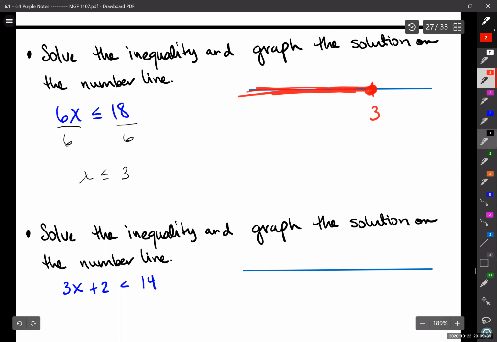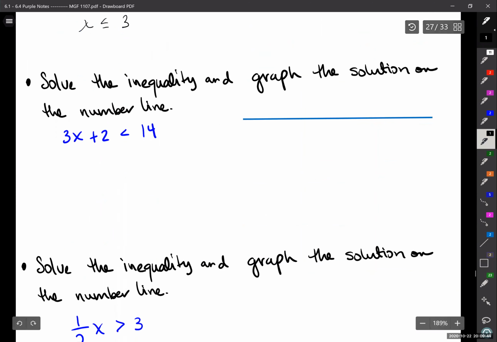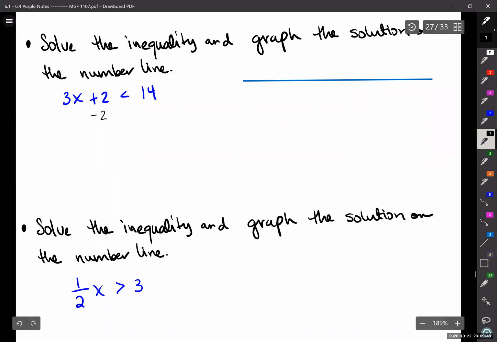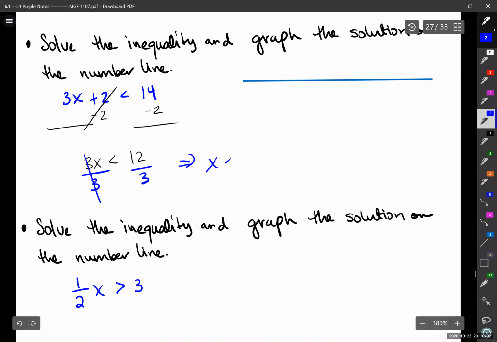Now our next one, we want to get x by itself. Just like we've done with our other algebra, we move the addition first. So I'm going to move the plus 2 over by subtracting 2 from both sides. That would give me 3x is strictly less than 12. I can solve for x by undoing the multiplication of 3 by dividing by 3. And that would give me x is strictly less than 4. So we mark our 4. Since it's strictly less than, we do an open circle. And then everything below 4.